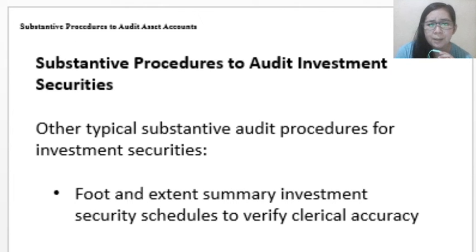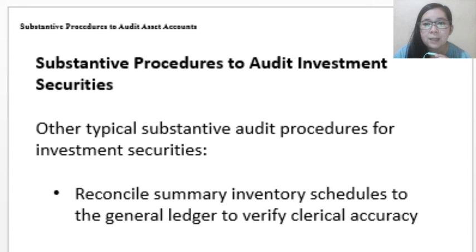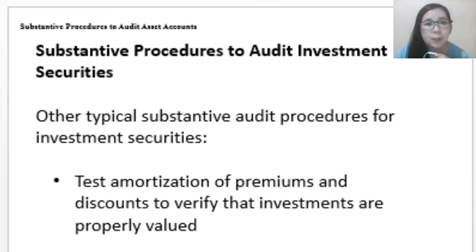Next, the auditor can also foot and extend the investment security schedule to verify if there are clerical errors. Next, again, the same with other accounts, he can reconcile the investment schedule summary to the general ledger for accuracy, because again, these accounts are normally forwarded to the financial statements. Another is the auditor can also test the amortization of premiums and discounts. The purpose of this is to verify that investments are properly valued, because if an investment was placed with premium or discounts, we all know that this needs to be amortized, because amortization of premium and discount is accounted for separately from the principal amount of the investment.